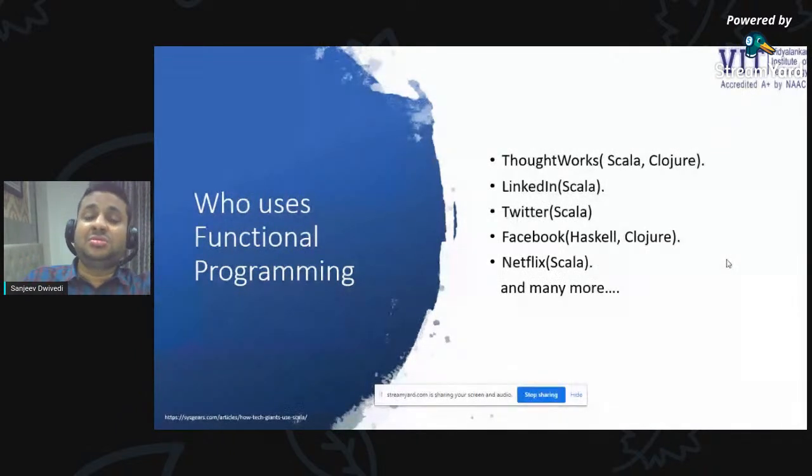So these are some prominent organizations that use Scala and functional programming, and trust me, there are many more, and day by day this count is increasing. Trust me, because the overall scenario for development has changed. Now almost every firm is working on data science.